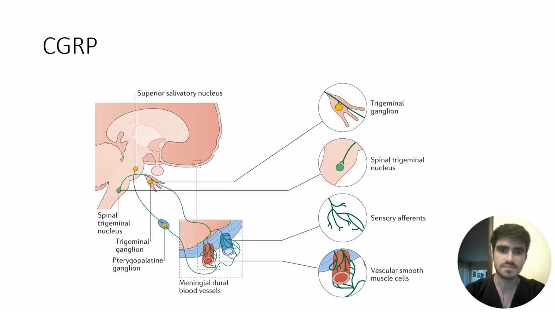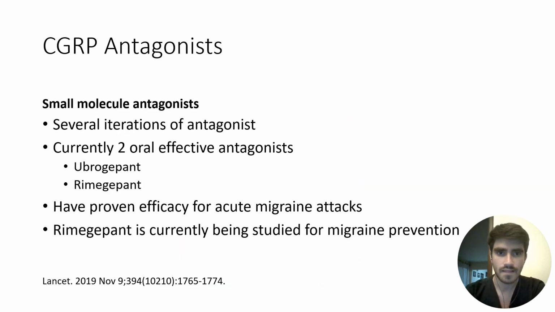Now, as we can see, this is a picture of the many different sites where the CGRP works, and this includes the spinal trigeminal nucleus, the sensory afferents, the trigeminal ganglion, the vascular smooth muscle cells, and the meningeal blood vessels. The first CGRP inhibitors never made it to the phase 3 and 4 studies, but the newer versions of these medications have really proven successful. We have 2 different effective oral antagonists: ubrogepant, also known as Ubrelvy, and rimegepant, also known as Nurtec.